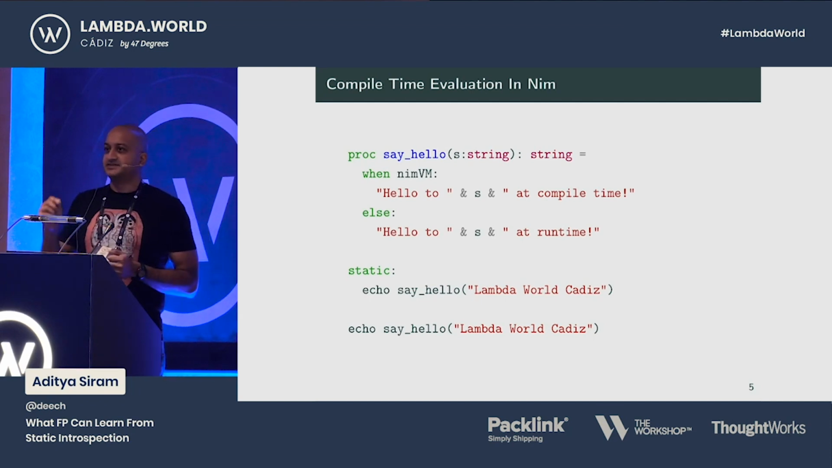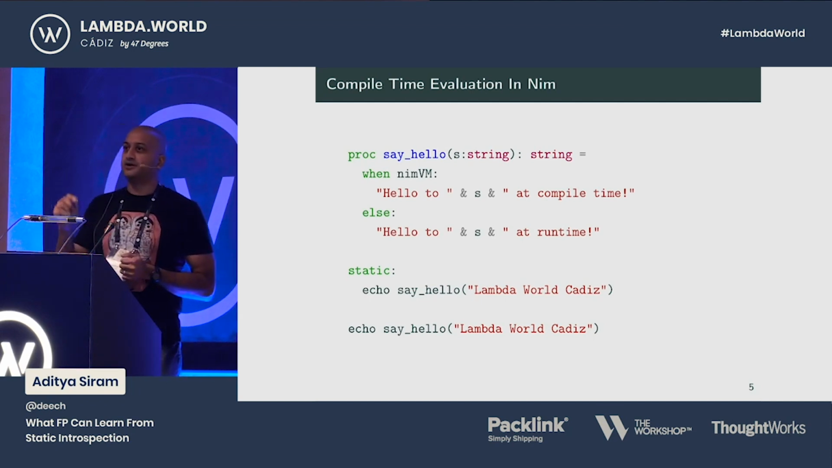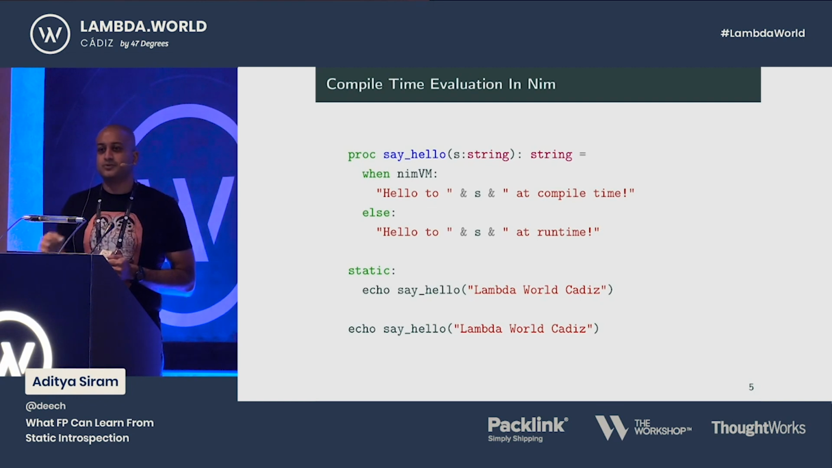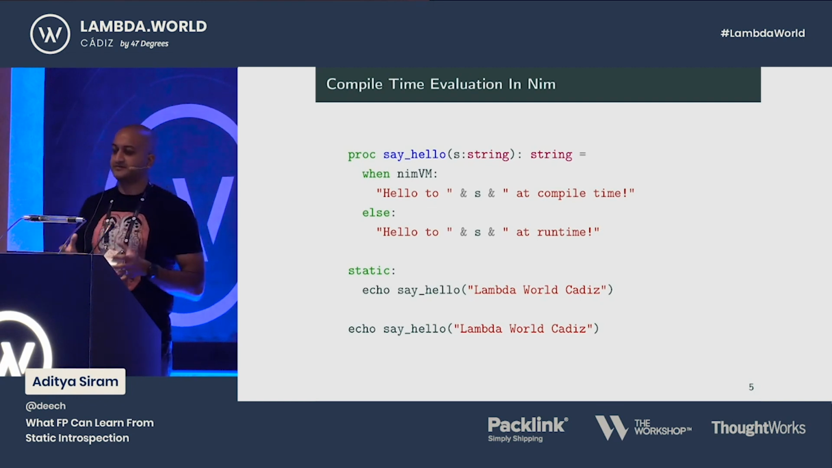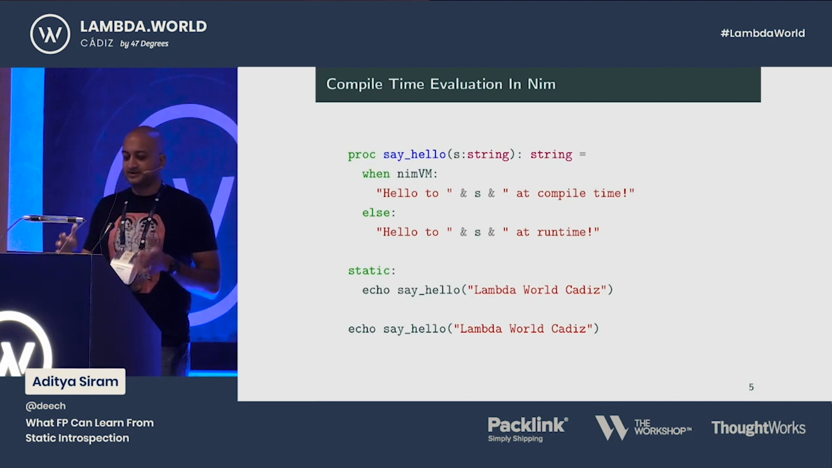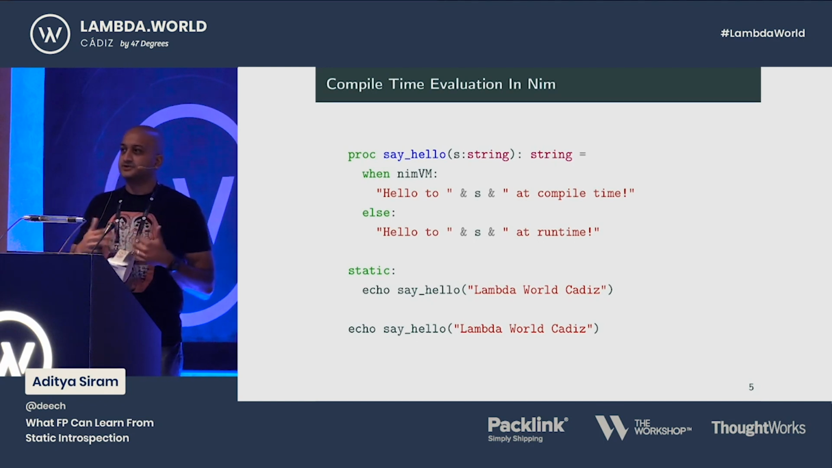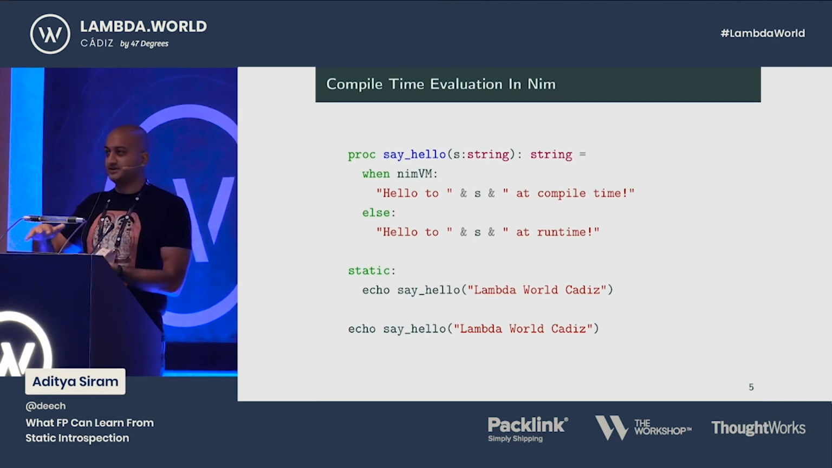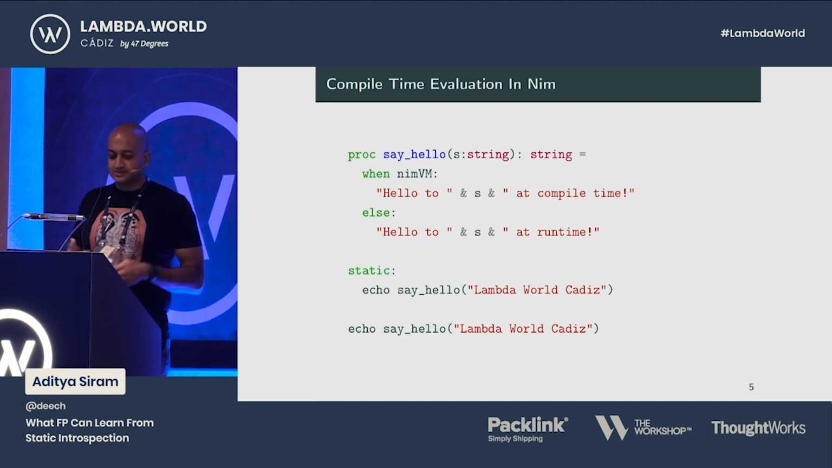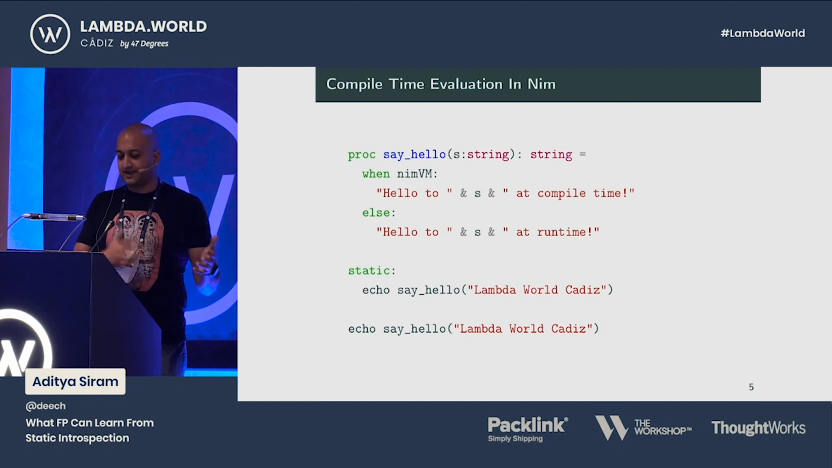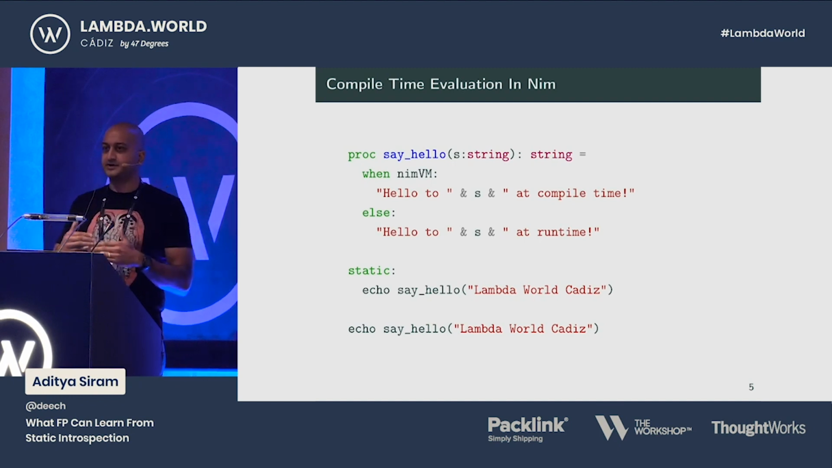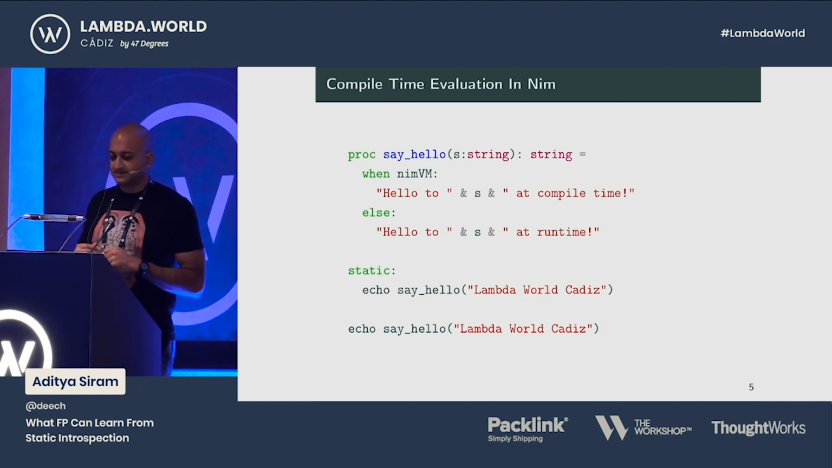That is a static conditional where nimvm is true when you are in the compile time phase. So when you're in the compile time phase, there's a version of this function that's generated that says hello to Lambda World at compile time. Otherwise, the version that's generated at runtime says hello to Lambda World at runtime. So inside of that static block, I say hello to Lambda World at compile time, and in the standard echo at the top level, I say hello to Lambda World at runtime.